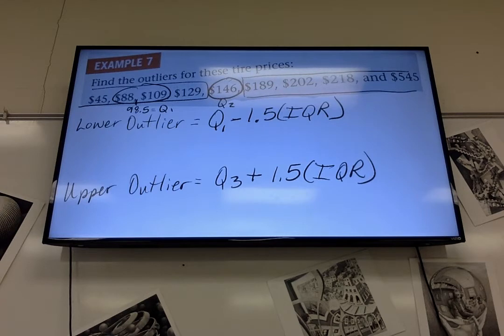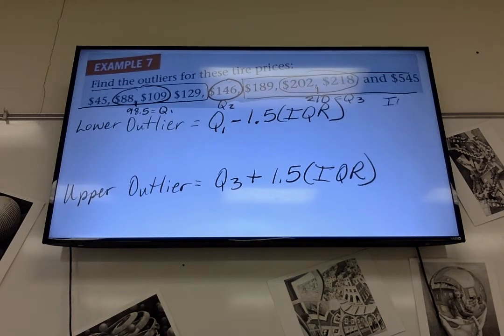Q3 goes the other way. Between these two, 202 plus 218 divided by 2 is 210. That's Q3. And your IQR, remember, is Q3 minus Q1. 11.5.